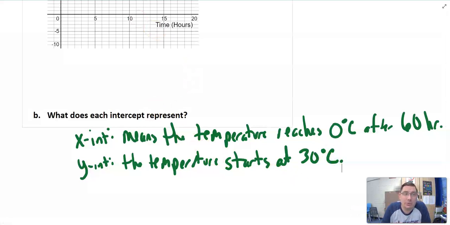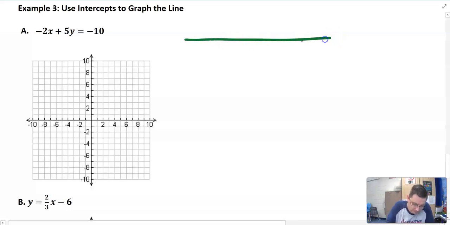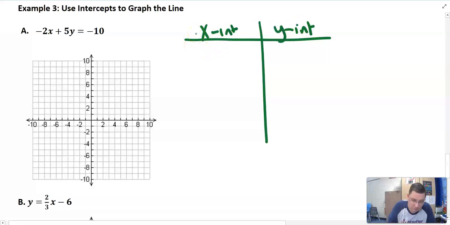Let's go ahead and look at example 3 and look at how we're going to graph using intercepts. So like in example 2, we want to be able to solve this out and find our two intercepts, and then we're going to plot those 2 points and graph it on the coordinate plane. Okay? So in example A here, negative 2x plus 5y is equal to negative 10. And so we're going to set up our table. We're going to have our x-intercept. We're going to get our y-intercept. And so for our x-intercept, remember that's where we're going to get x, 0, the y-intercept 0, y. And so remember, plug into the appropriate spaces.